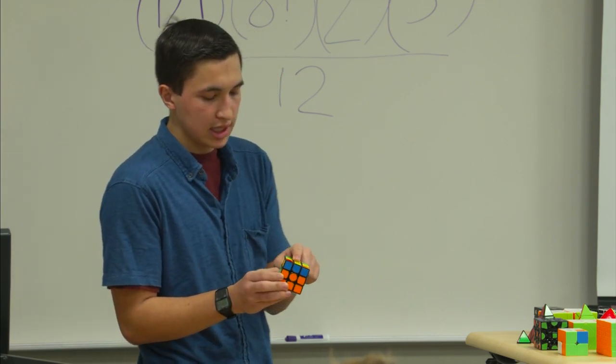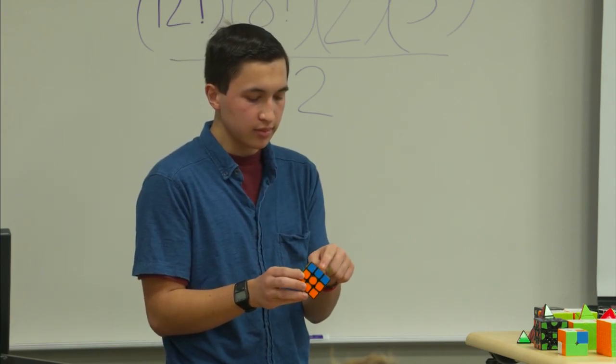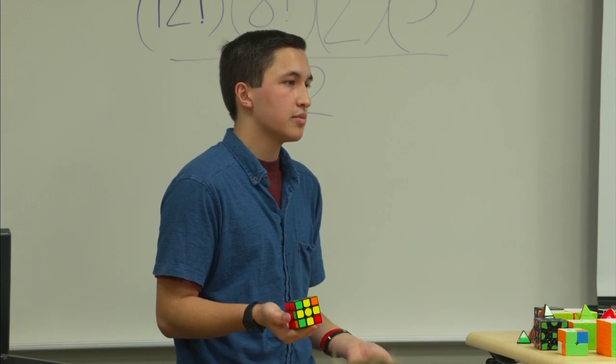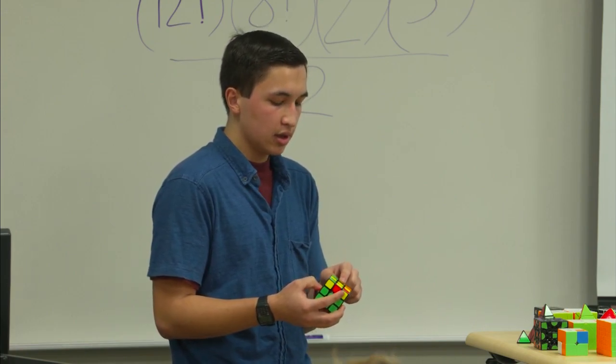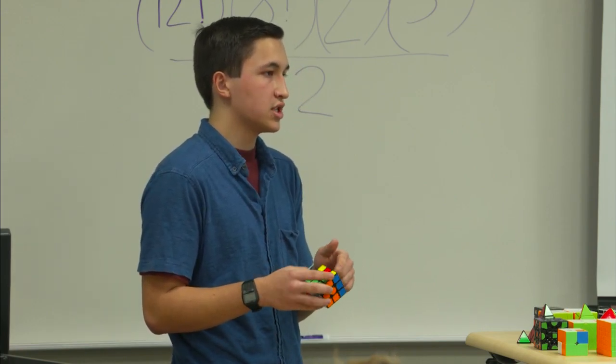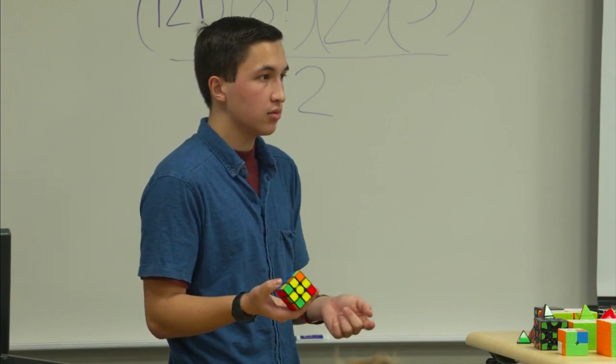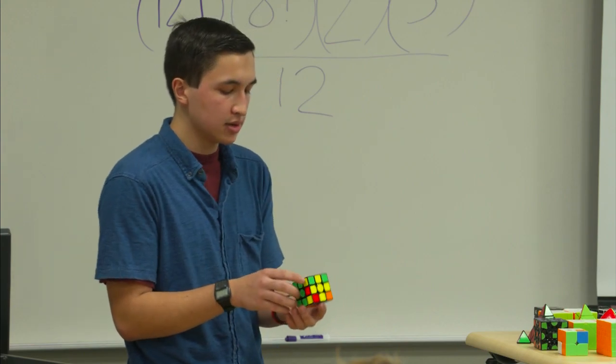Now for orientation, the cross is already made. Because I don't know all the orientation algorithms, what I do is I make the yellow cross first, and then I orient the corners. So the cross is already made, which means it's a one-step process for me.